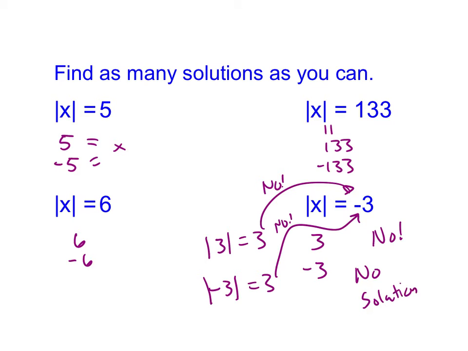So if you get an absolute value that is supposed to be equal to a negative number, that's not possible. It is no solution. You can't have that happen. We'll see a few more of these as we keep going. Let's see the next problems on the next slide.